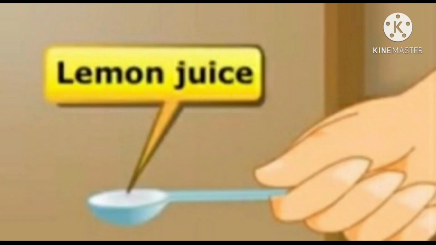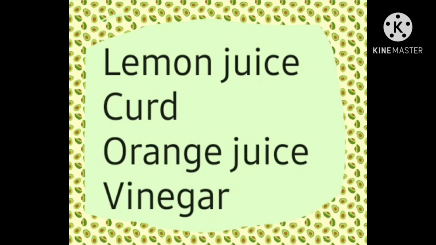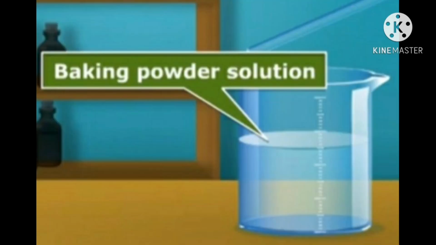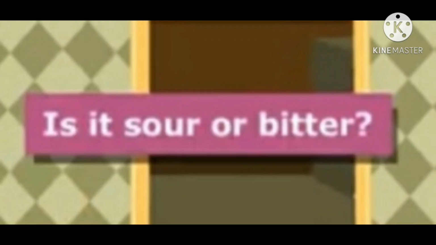You know that lemon juice, curd, orange juice, vinegar, etc. taste sour. These substances taste sour because they contain acids, or the chemical nature of such substances is acidic. Now, what about baking soda? Does it also taste sour? If not, what is its taste? It is bitter in taste.